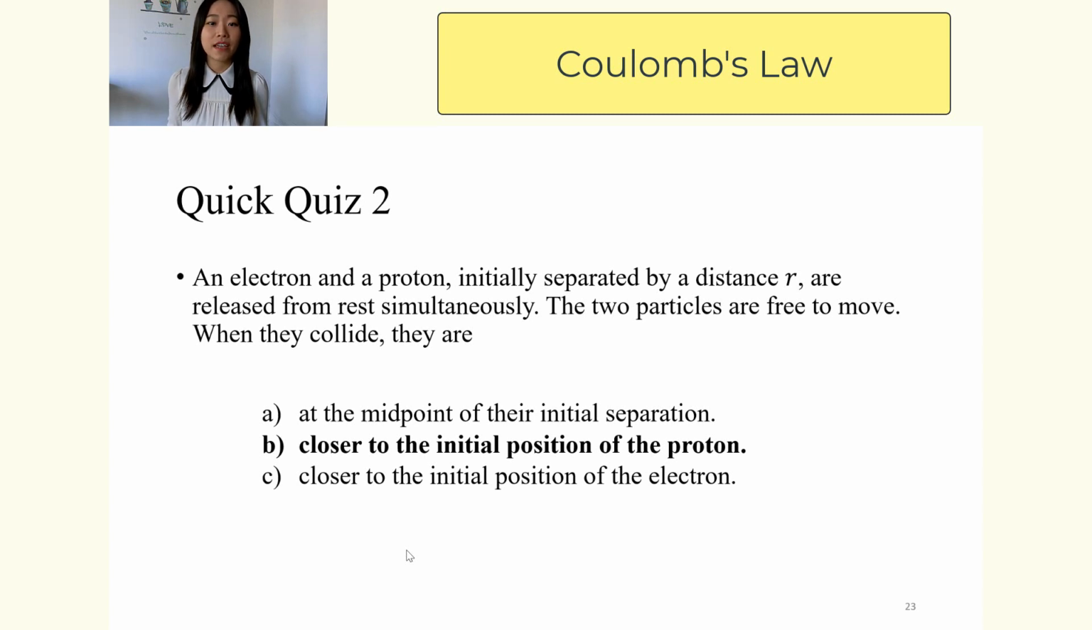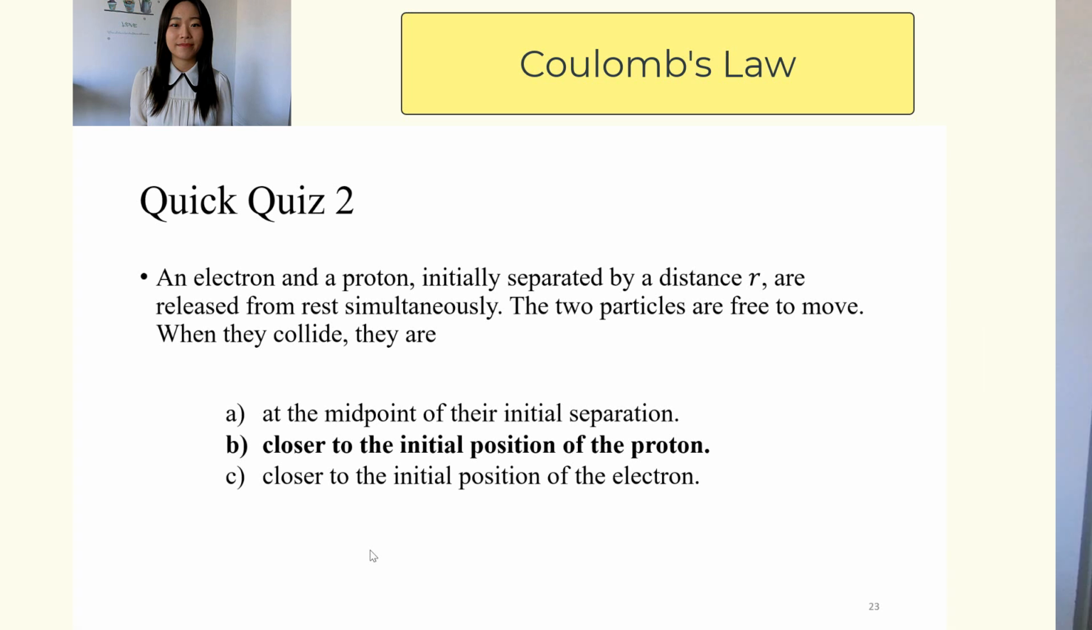So when they have the same force but different mass, then the acceleration will compensate so that they have the same force. So the one that has smaller mass will have a greater acceleration, which is the electron. So the proton that has greater mass will have a smaller acceleration. It will move slower. So when they collide, it will be closer to the initial position of the proton.